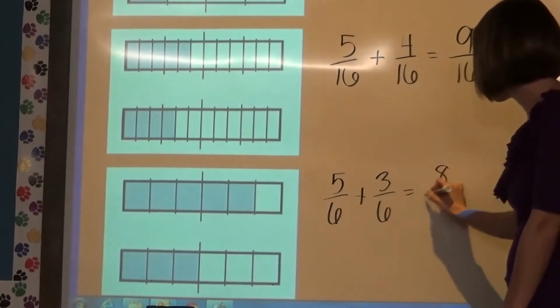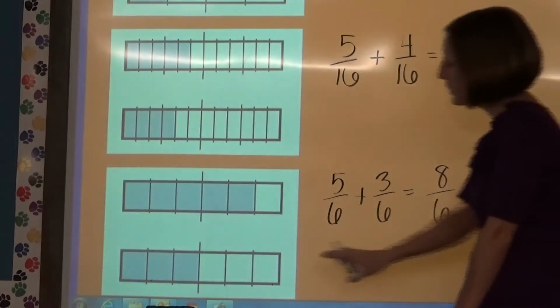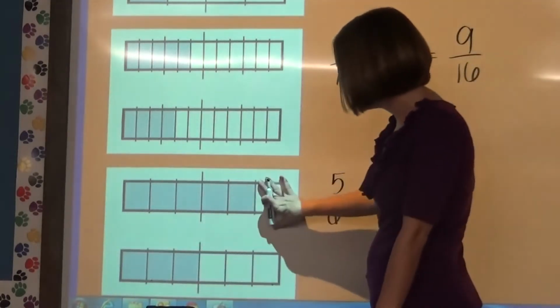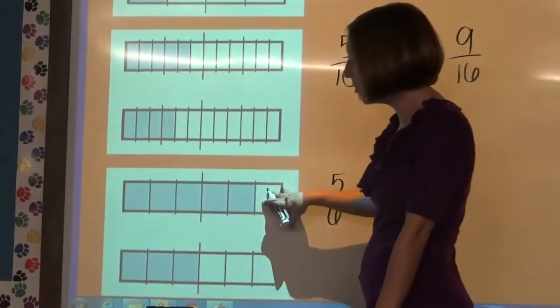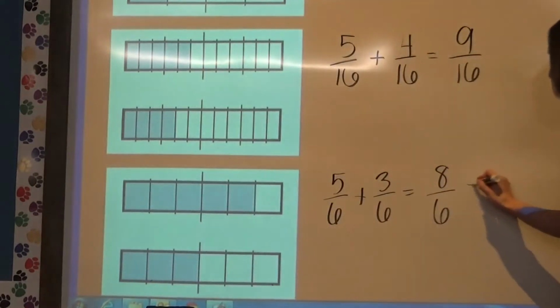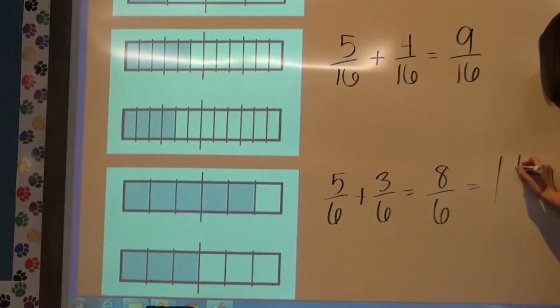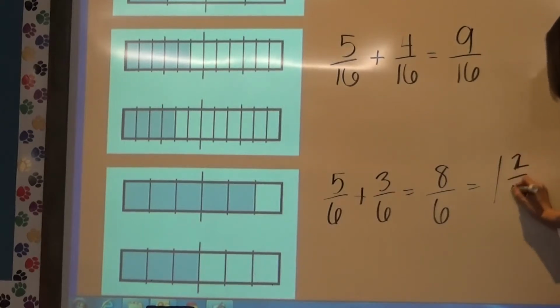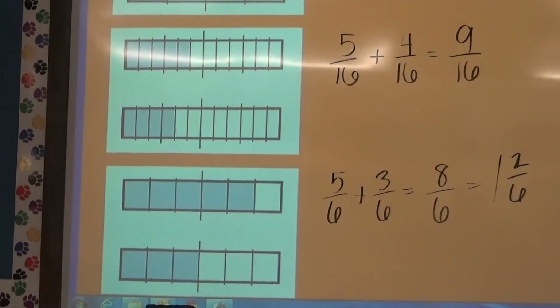equals 8 6ths. And so if I were to take, again, one of these off and move it up here, I would see I have 1 whole plus 2 6ths in the bottom one. I know there's 1 and 2 6ths. So those are a couple of ways you can add and subtract fractions.